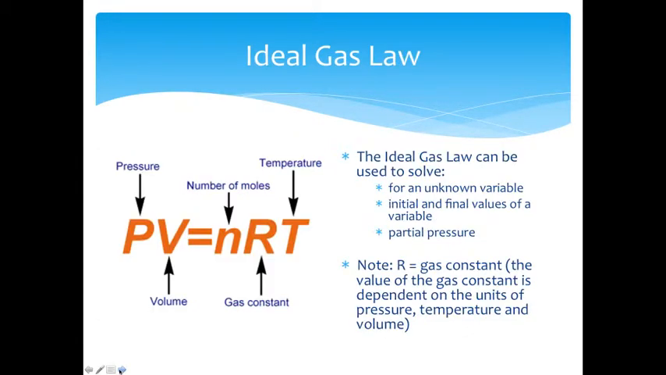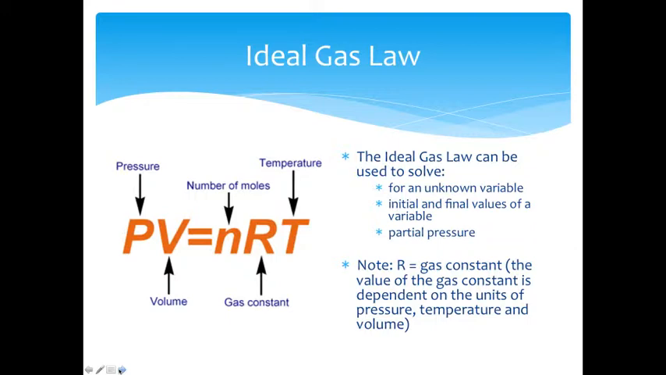The ideal gas law is PV equals nRT, P standing for pressure, V for volume, n for the number of moles, R for the gas constant, and T for temperature. The ideal gas law can be used to solve for any unknown variable within the law, the initial and final values of any variables within the law, as well as partial pressure. Please note that the gas constant's value is actually dependent on the units of pressure, temperature, and volume.